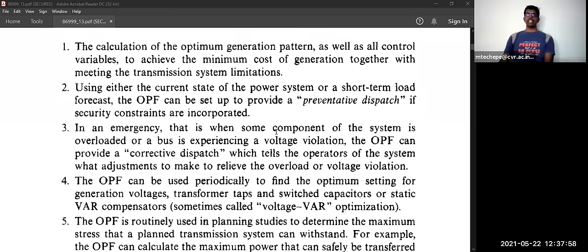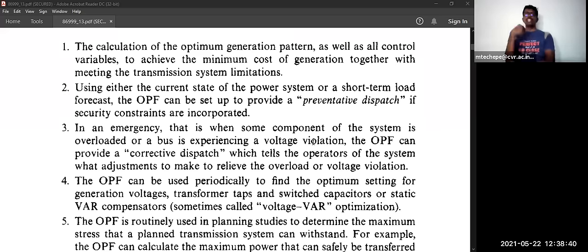So next is an emergency, that is when some component of the system is overloaded or a bus is experiencing voltage violation. Okay, so in emergency condition, some component of the system is overloaded, some particular line alone is overloaded, and also a bus is experiencing voltage violation. So in that scenario also OPF can provide corrective dispatch, which tells the operator of the system what adjustment to make to relieve the overload or voltage violation.